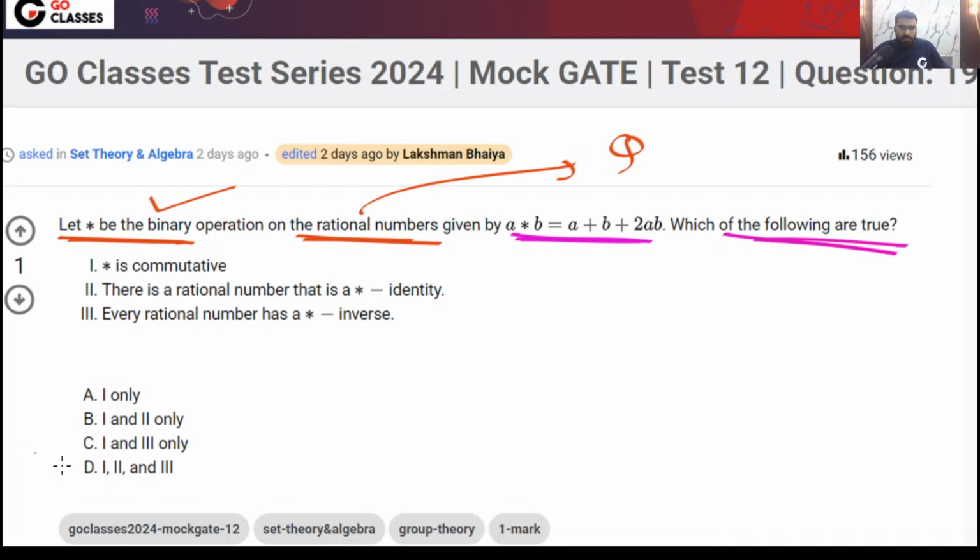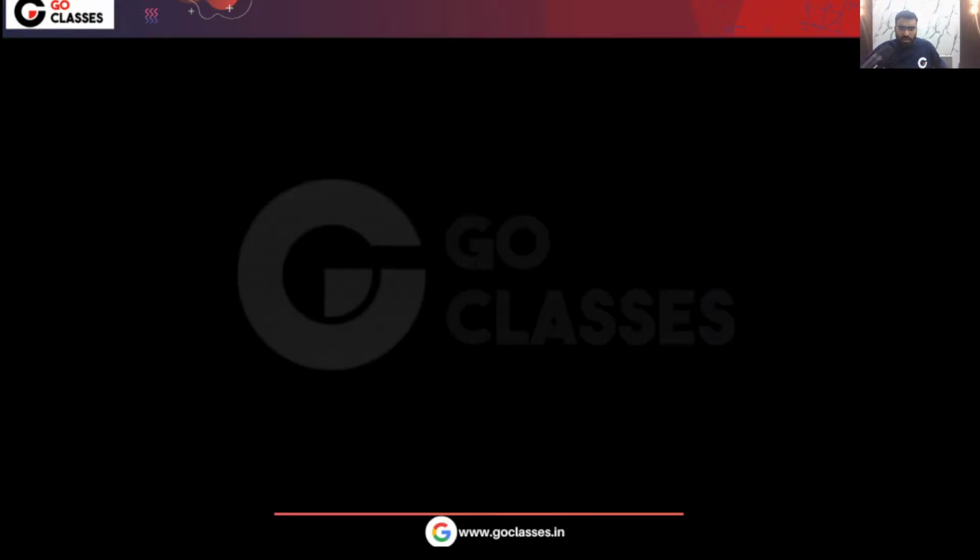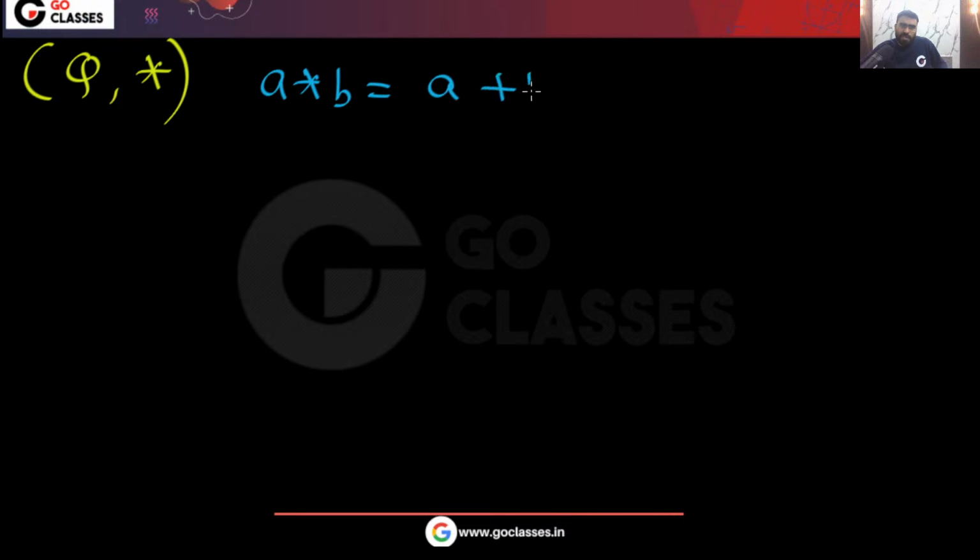Now let's check all of them one by one. First of all, you can notice this operation that is given to you. You understand this operation. Remember, your base set is the set of rational numbers and the operation is star. And the question is saying that A star B is equal to A plus B plus 2AB. Now you understand this operation first.